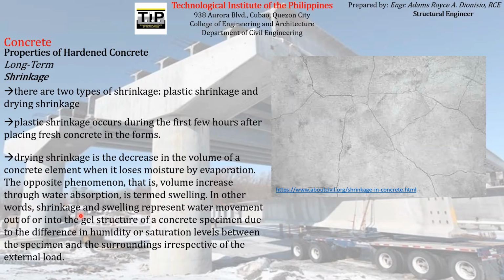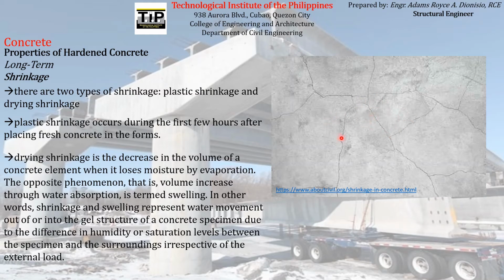In other words, shrinkage and swelling represent water movement out of or into the gel structure of a concrete specimen due to the difference in humidity or saturation levels between the specimen and the surroundings, irrespective of the external load. So shrinkage, unlike creep, is not dependent on the load applied to the concrete. Creep is dependent on the load applied, but shrinkage depends rather on the movement of water in and out of the concrete.